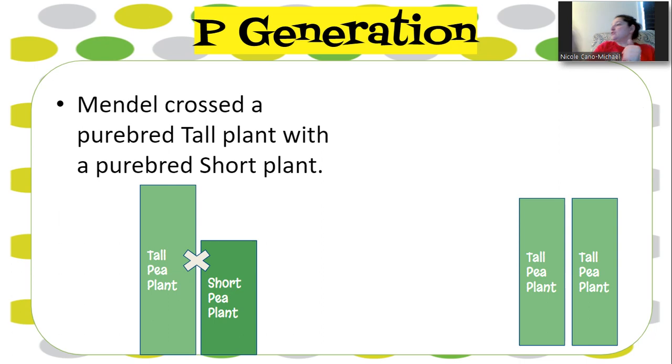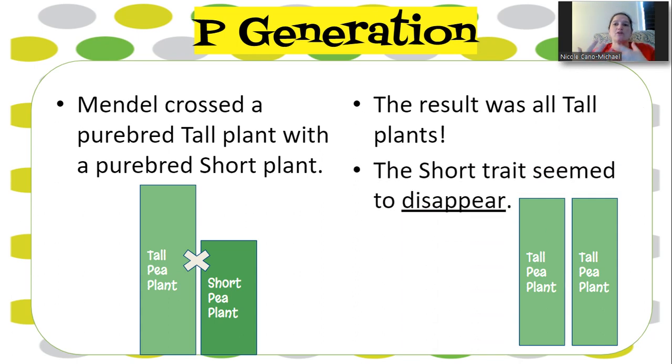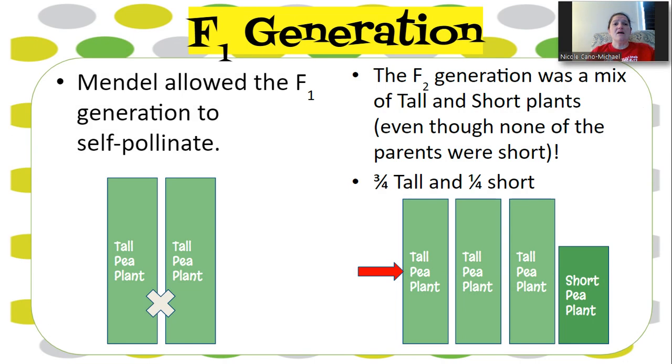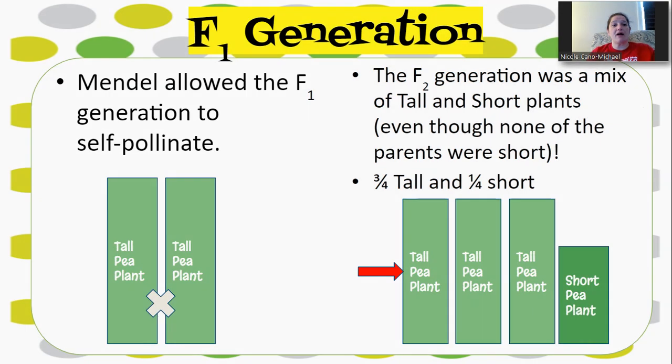So in the parent generation, he crosses the tall pea plants with the short pea plants, and he only gets tall pea plants back. So what ends up happening is that the short trait, again, seems to disappear, and he's not sure why. By the way, he did these crosses himself. He was the one fertilizing the plants. The tall pea plants that he created become the F1 generation.